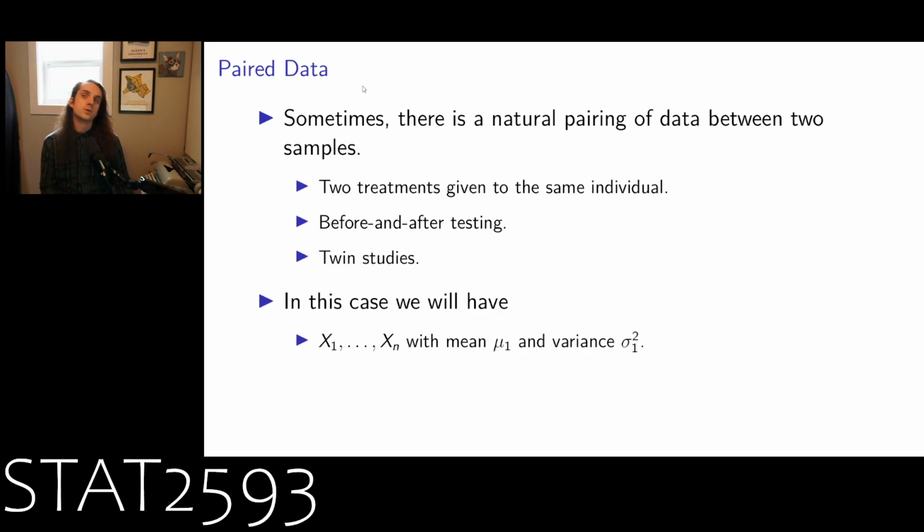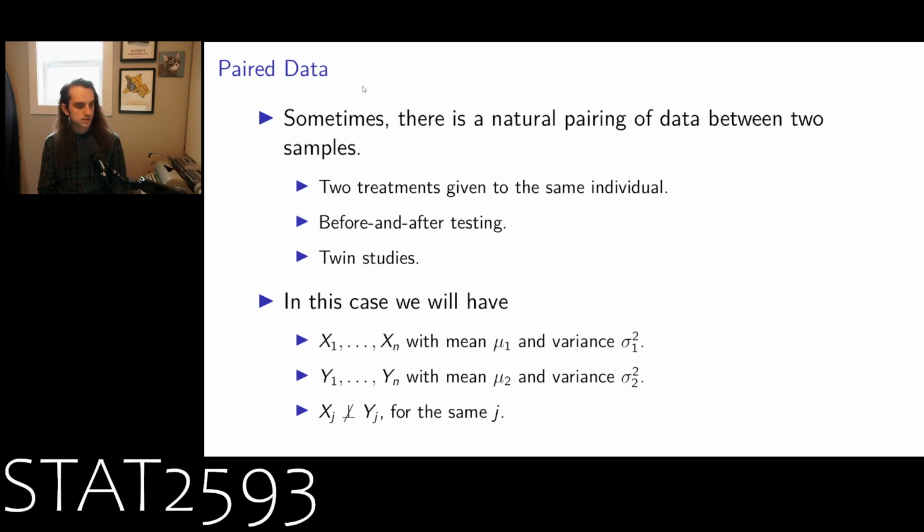In that case, we can think about how the data that we have changes. So we'll have x1 through xn with mean mu1 and variance sigma 1 squared. Then we'll have y1 through yn, right? Of course, there's going to be a one-to-one correspondence. So in this case, the two samples will be exactly the same size. We'll take the mean of y to be mu2 and the variance of y to be sigma 2 squared.